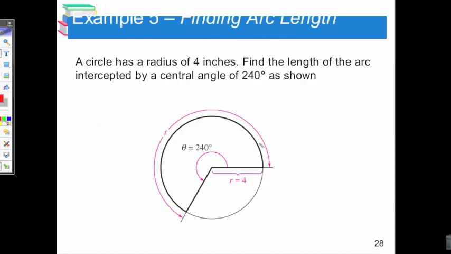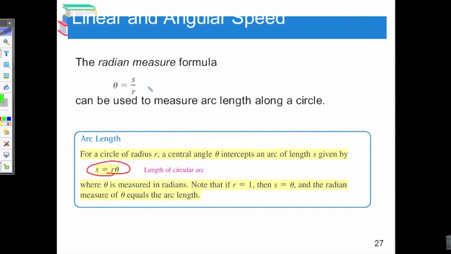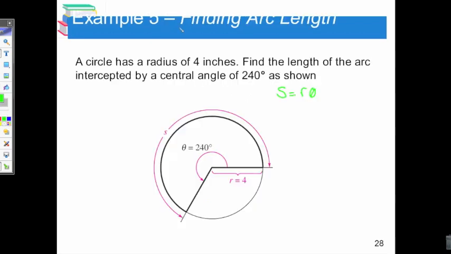Now let's look at this particular example. A circle has a radius of 4 inches. Find the length of the arc intercepted by the central angle, 240 degrees. So what is the arc basically from the initial side all the way to the terminal side when the radius is 4? This is simply using the equation S equals r theta. What we need to do first is remember that this equation is derived from the idea of a radian measure. So this equation is specifically designed to use radian values.